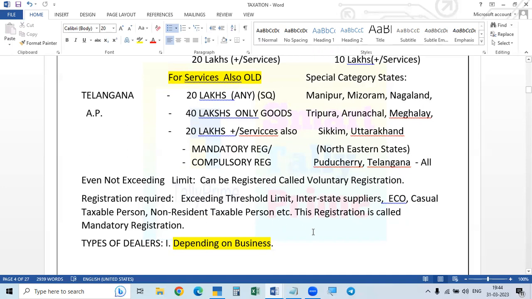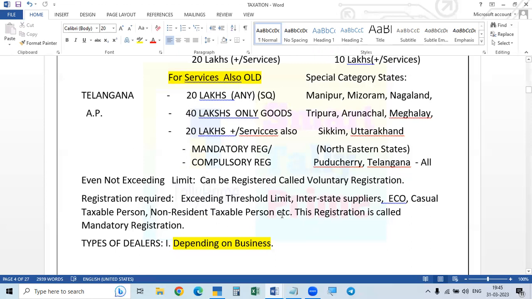And the casual taxable person. Casual means a person does business casually for some time and then closes it, like exhibition stalls, which are opened, do business just for some days, and then close. These people are called casual taxable persons. When they are selling, they have to pay tax. They have to get registration compulsorily, but the registration will be granted for a limited period, like 3 months. For 3 months they can do business, and then the registration will be closed.